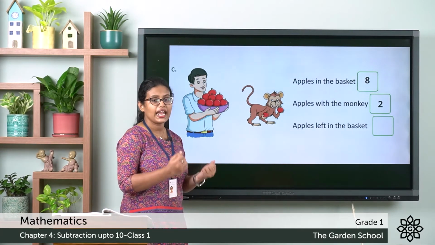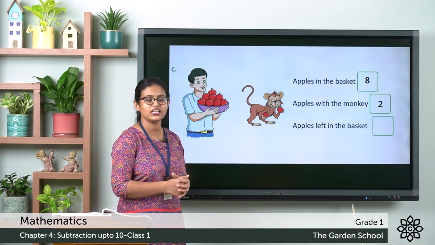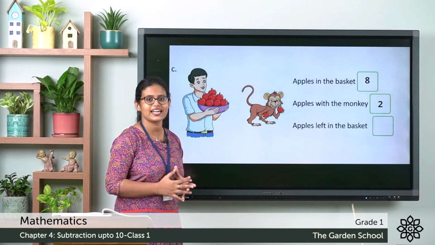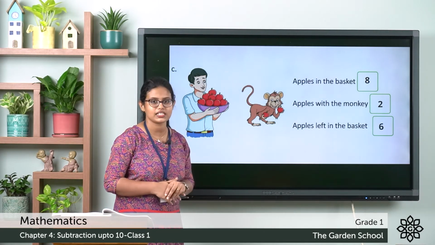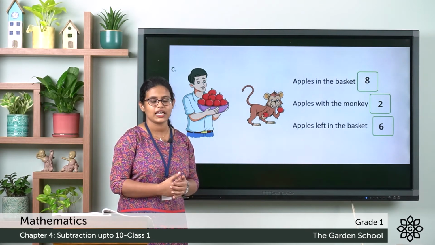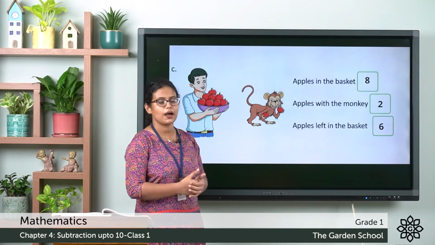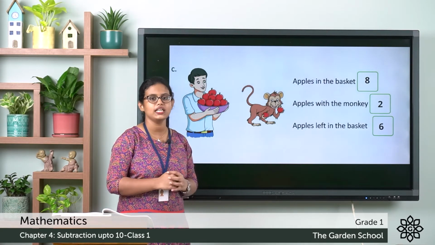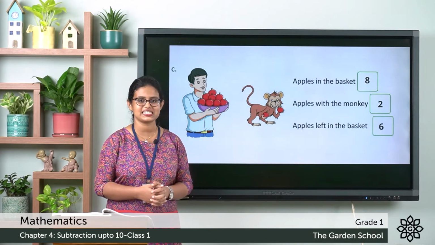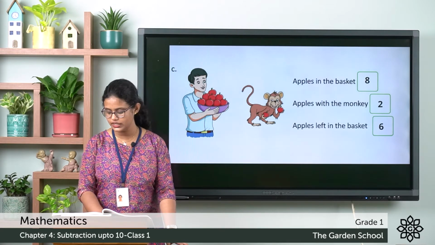Apples left in the basket. So there were 8 apples. From that 8 apples, this monkey took away 2. Then how many are left in the basket? There are only 6, right? You need to take away 2 from 8. That is, subtract 2 from 8. Then you will get the number of apples left in the basket. And how many are left? There are only 6. Understood? So now let's move on to the next one.